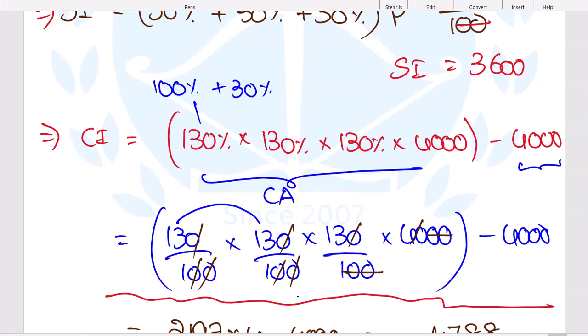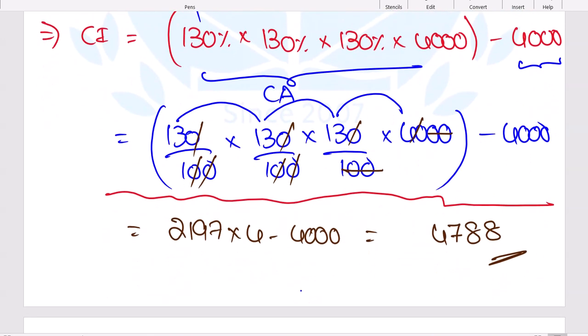Okay, units place, focus. 9 into 3, 27, units place is 7. 7 into 4, 28, units place is 8. So the first number ends with 8. This product ends with 8, minus what is the units place here? 0. 8 minus 0, ending with 8.